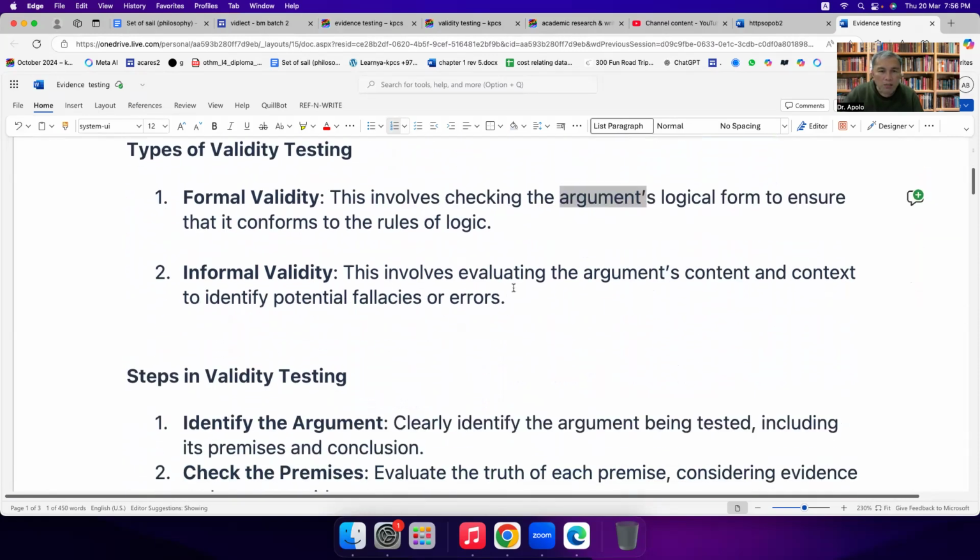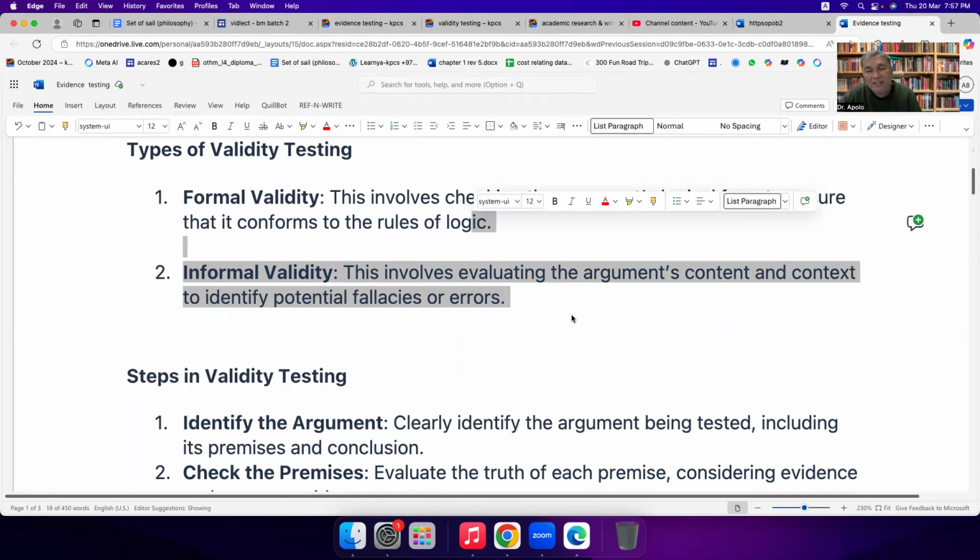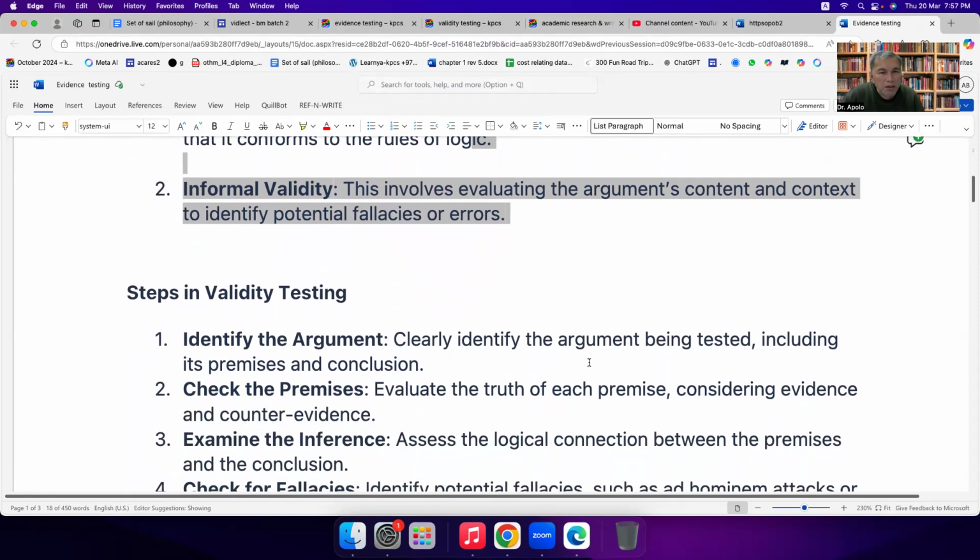Informal validity involves evaluating the arguments, content, and context to identify potential fallacies or errors. Because sometimes the discussion is beyond the context, so it's incoherent. That's an error. Okay, so these are the steps in validity testing.